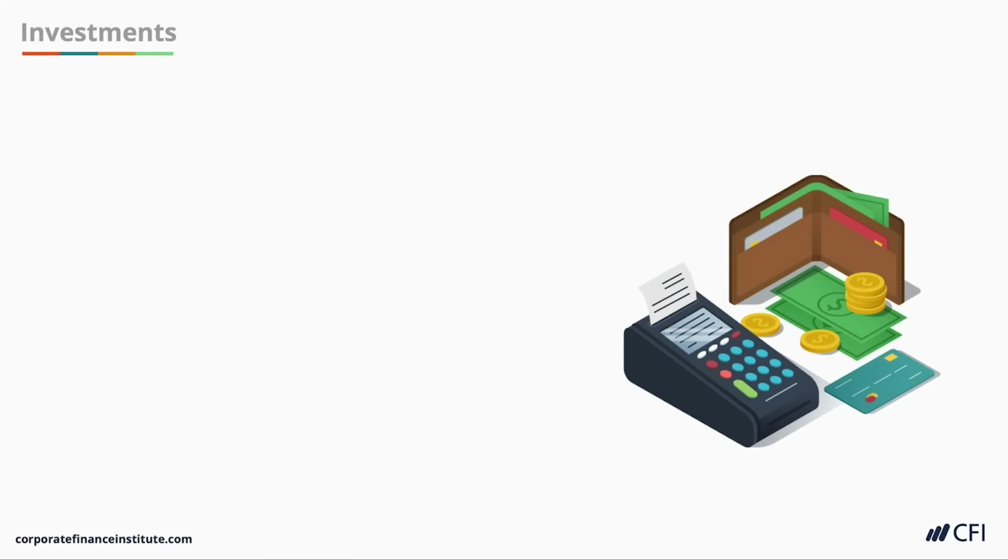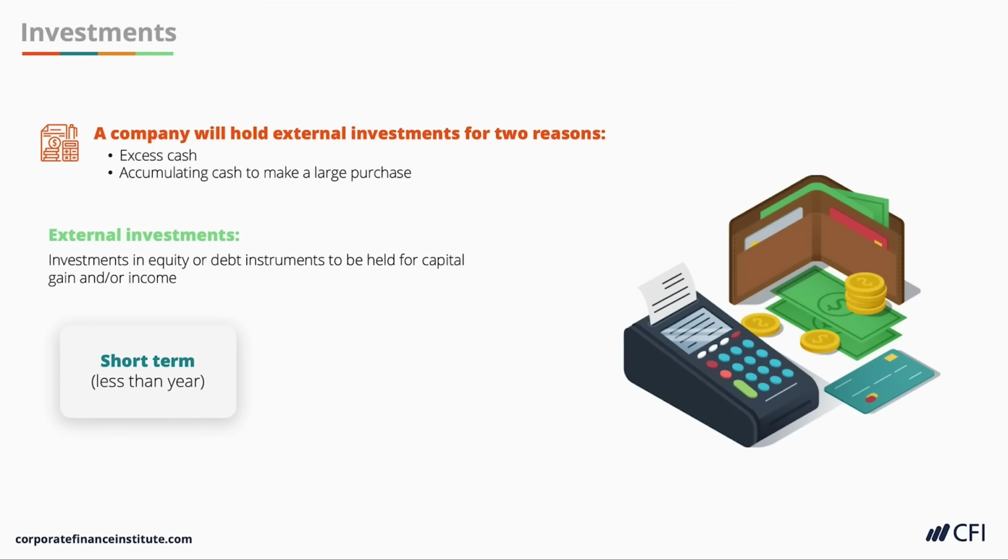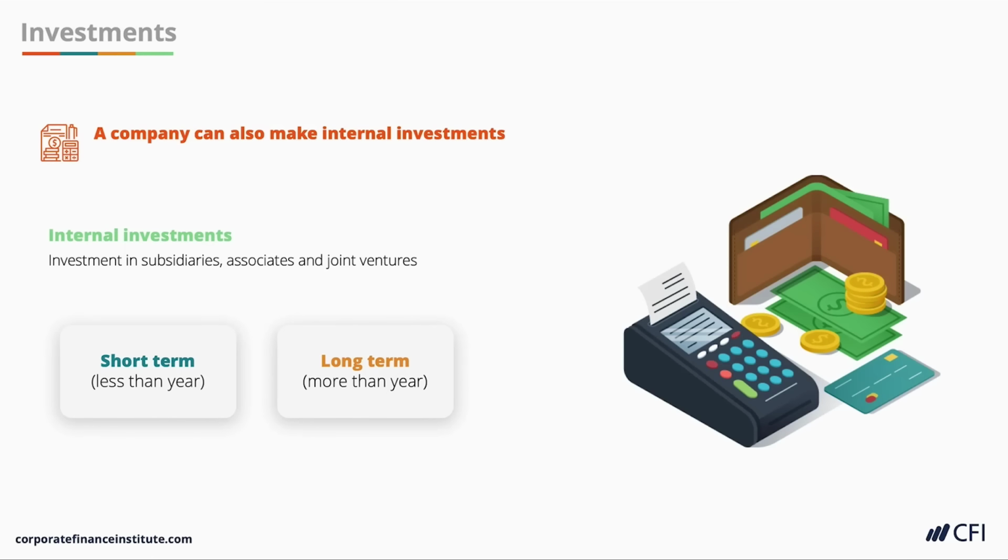Oftentimes, a company will hold investments for two reasons. If it has excess cash that it doesn't have a use for within the very near term, or if it's accumulating it to make a large purchase, then it may make external investments. In this case, investments will be either short-term, where the investments will be held for less than a year, or long-term, where they will be held for more than a year. The company may also make internal investments, for example, in a joint venture or a subsidiary company.